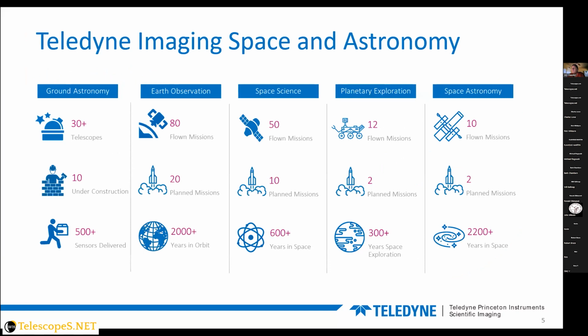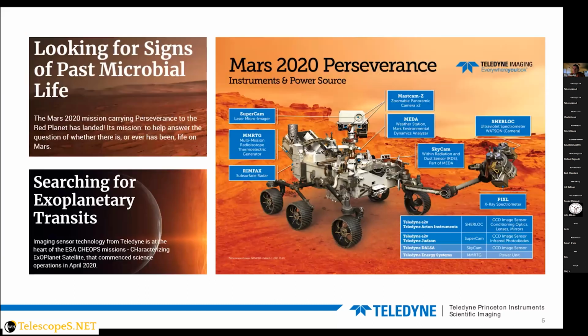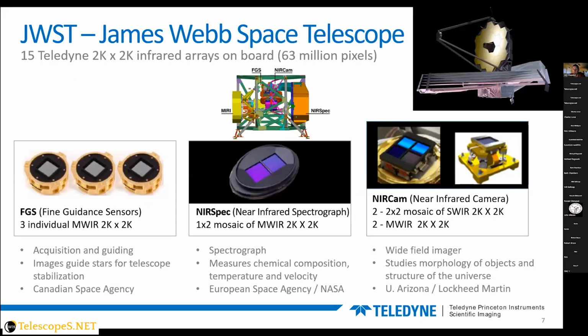We've done a fair amount of projects for space and for astronomy and for imaging. This is just kind of a little overview of some of the things we've done. Everyone knows of the Perseverance. Most of the instrumentation on the Perseverance is Teledyne. And the same is true of the JWST. We like to say 99% of the pixels on the JWST were provided by Teledyne. And this slide has a little bit of this here. I'm not going to belabor the point too much.